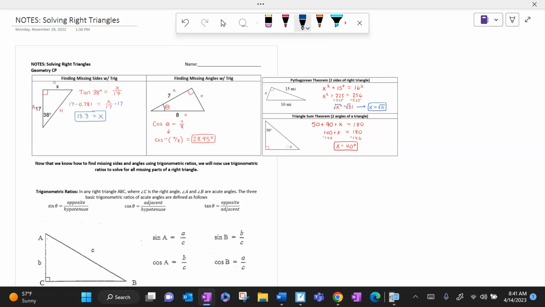So today we're going to be talking about solving right triangles. We've been doing this a little bit already, but now we have all these different strategies, all these different ways that we can solve for the missing sides and angles in a right triangle.